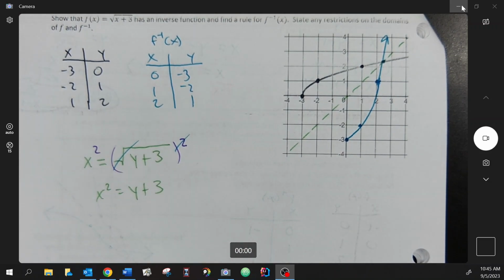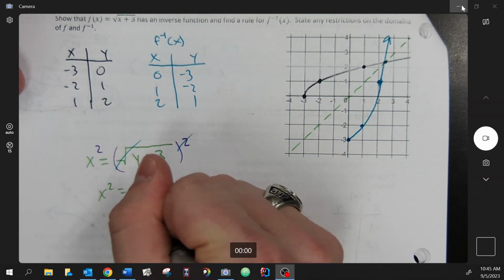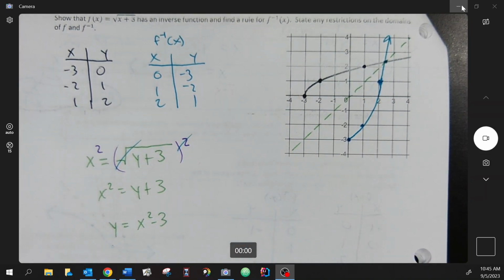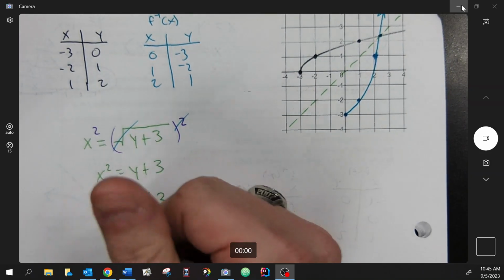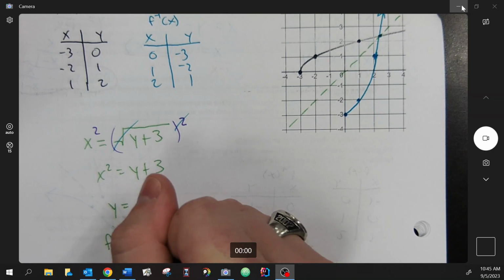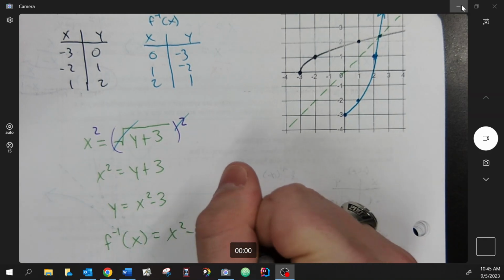You get y by itself now with a single step of algebra. You subtract 3 from both sides, and you get y equals x squared minus 3, but we're not going to leave it as y equals, because this is the inverse function. We're going to write f inverse of x equals x squared minus 3.